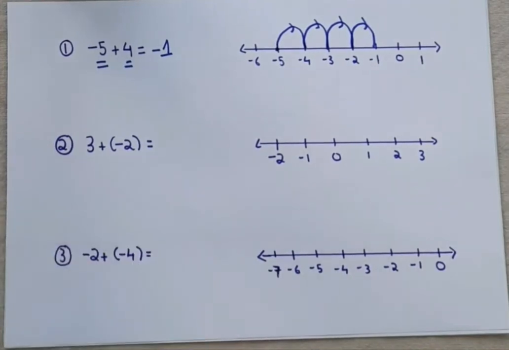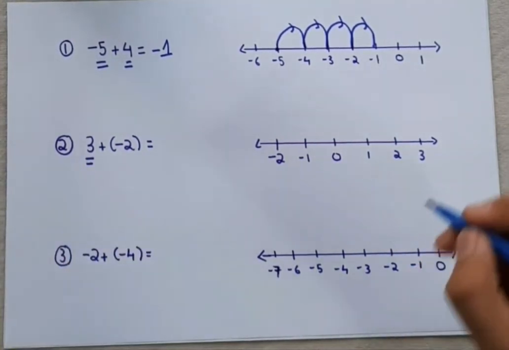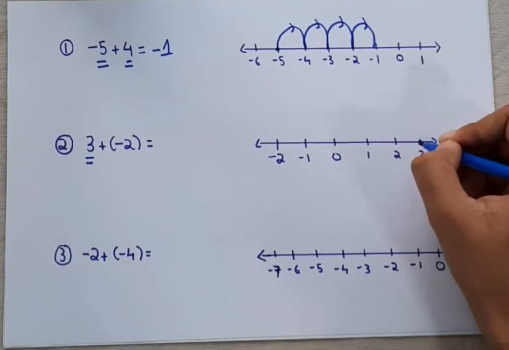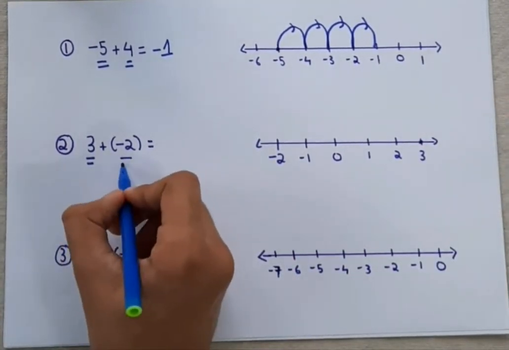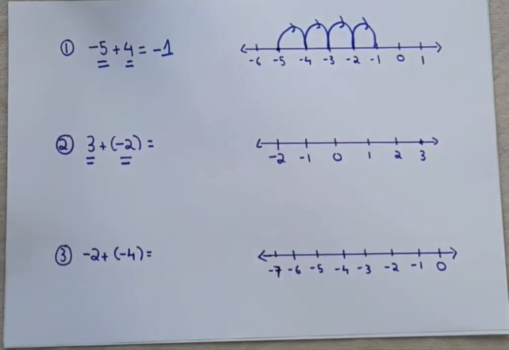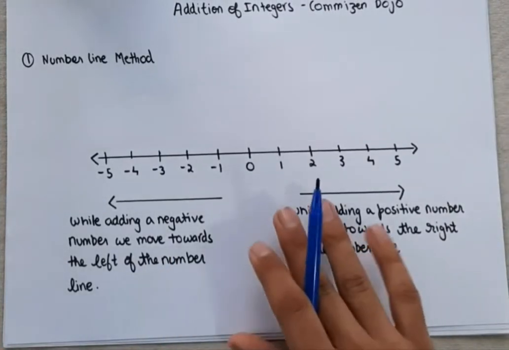Let's look at the second sum. 3 plus -2. Now over here, the first number is 3. Now 3 will be our starting point. And the second number is -2. The -2 is a negative number, and we see that -2 is being added. And while adding a negative number, we move towards the left of the number line.